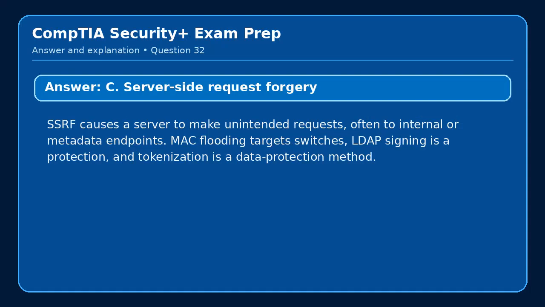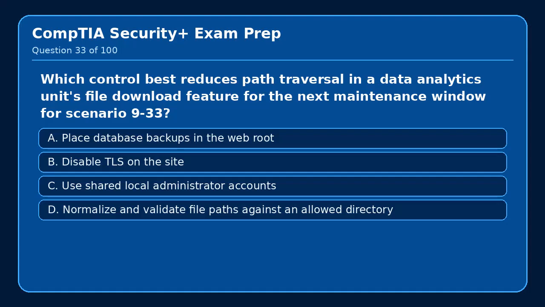Take a moment to choose your answer. The answer is D. Normalize and validate file paths against an allowed directory. Path validation prevents requests such as parent directory traversal from reaching unauthorized files. Disabling TLS, exposing backups, and shared admin accounts create additional security problems.